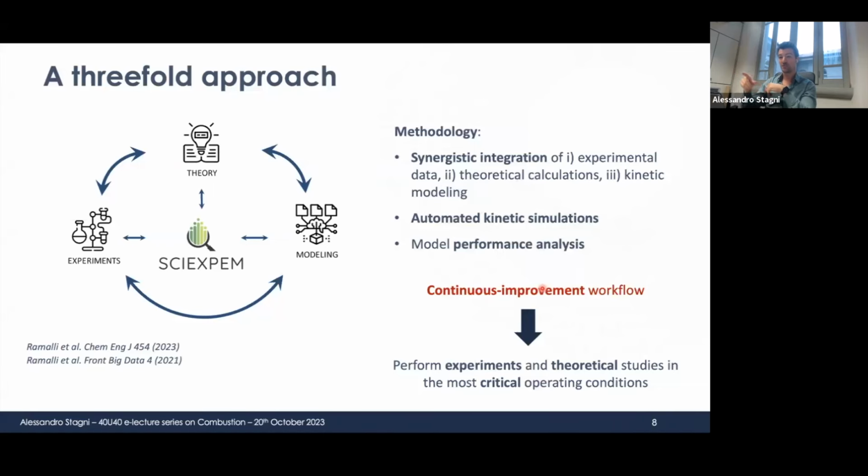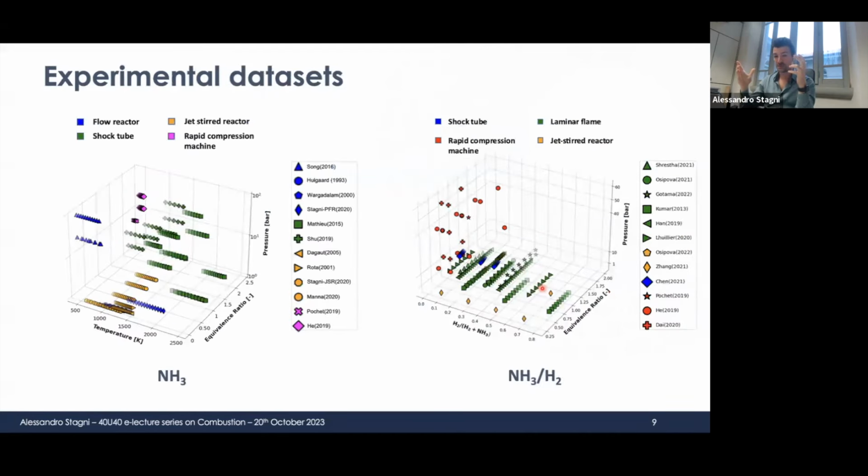So in this way, we integrated a continuous improvement workflow in the development of the ammonia kinetic mechanism, in such a way that as soon as new theoretical calculations and new experiments are performed, we can include them in our modeling activity, and then we can further refine our model. In this way, we can also decide which are the most critical operating conditions, where the experiments are most uncertain, where theoretical calculations are most uncertain, and then we can design further experiments and theoretical calculations and perform them either alone or in collaboration with other institutions.